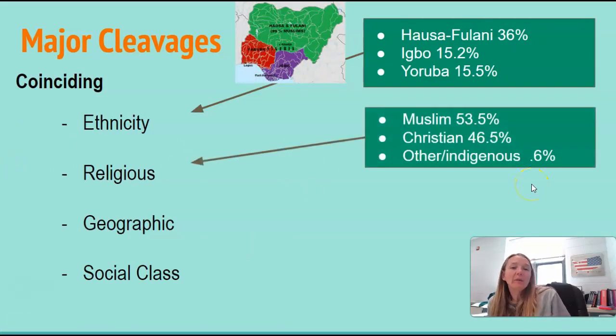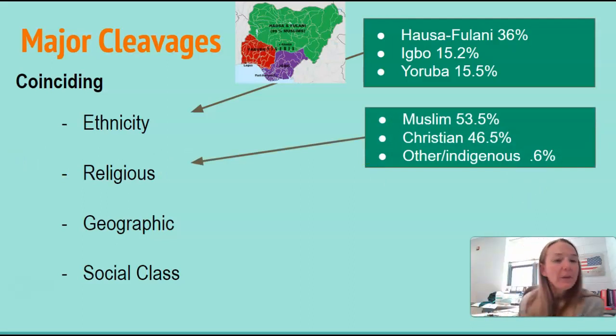Again, when we talk about religion, it is coinciding. About 53.5% are Muslim, and you don't need all these percentages, I'm just telling you. You just need to know what the top ones are. 99% of the Hausa Fulani are Muslims. So pretty much all your Muslims, not all of them, but a large majority, are living in those northern, more subsistence farming portions.